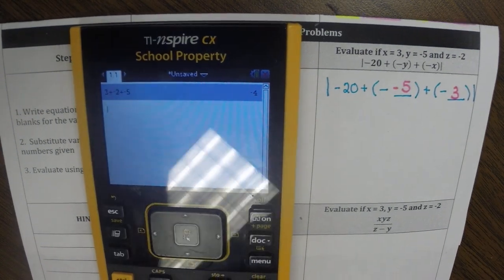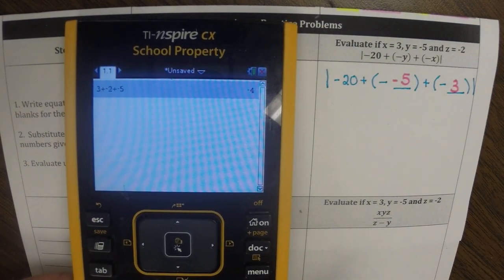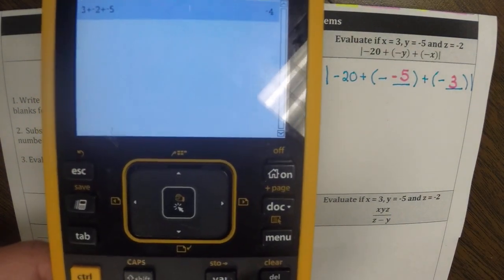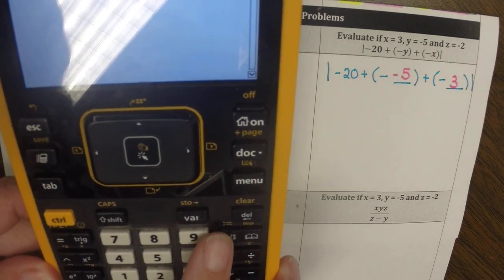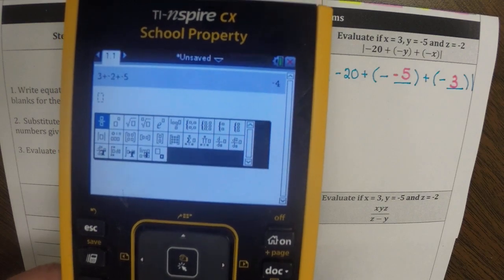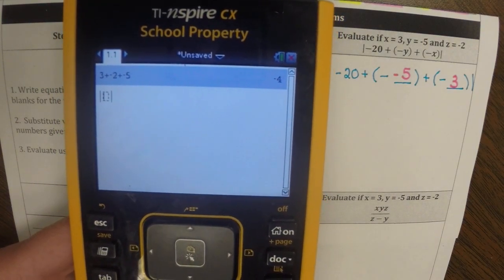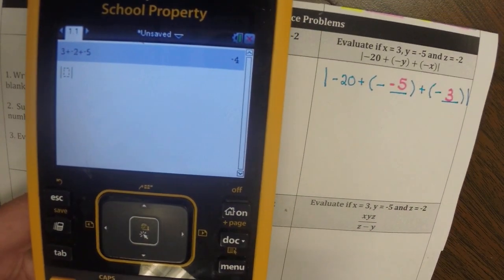Remember, glare, what can I do? There we go. So if I hold it like this. So now remember, we push this button, let me show you, right here next to the 9, and that's how we get to the absolute values. And it's in the second row. Then once I have it in there, I'm going to type exactly what I see.